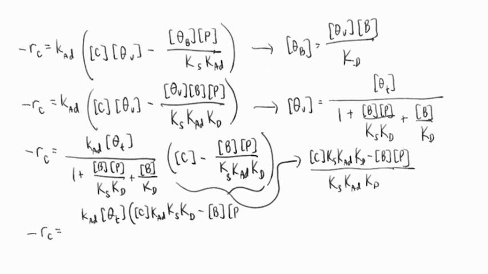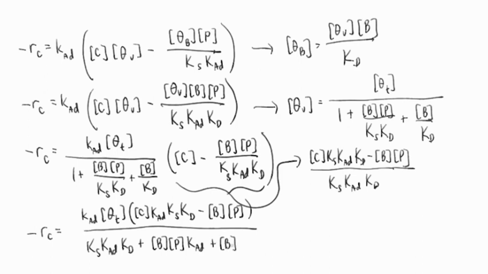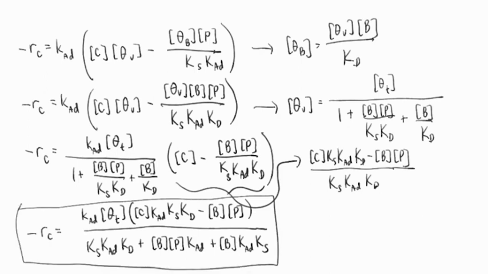In the denominator, if we multiply the two denominators, we can simply have Ks, K adsorption, K desorption, plus concentration of benzene, concentration of propylene, times K adsorption, because we simply cancel Ks and Kd. And then for the final term in the denominator, we have concentration of benzene multiplied by K adsorption and K surface reaction. This is now our overall rate law equation for the decomposition of cumene forming benzene and propylene if we assume that adsorption is the rate limiting step.